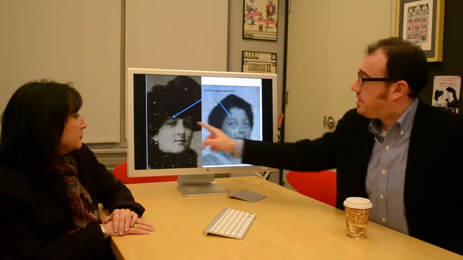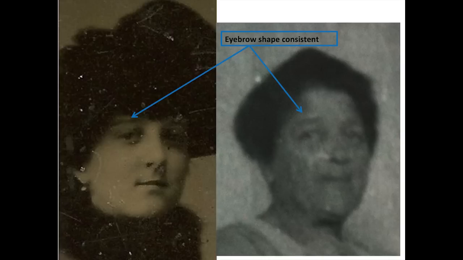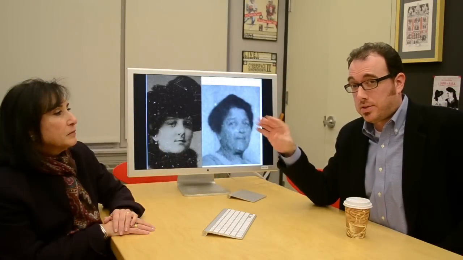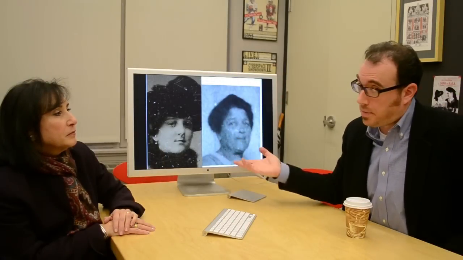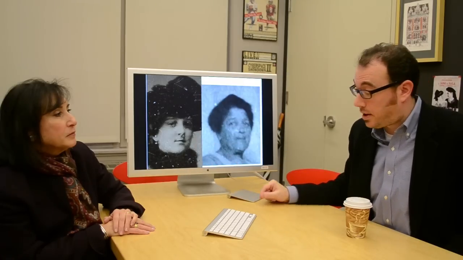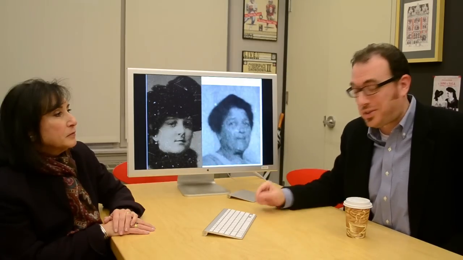Eyebrow shape consistent. Nose shape consistent. Right. So I think, after measuring and making some observations, there is a strong possibility based on this photo comparison that this photo is Josephine Earp. But we're going to talk about that in the final analysis as well.